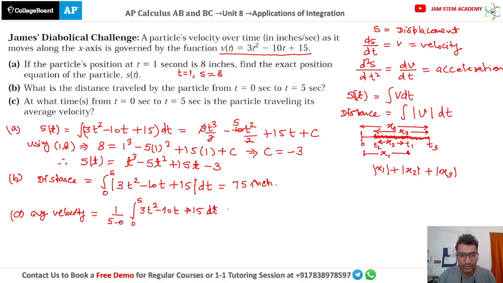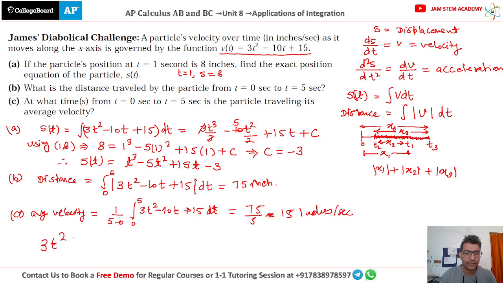So when we simplify it, it was 75, we already calculated that. 75 by 5 gives me 15. So 15 inches per second is the average velocity of the particle. So now what the question says is to find the time at which the velocity becomes equal to the average velocity. The velocity formula is already known to us. What is that?